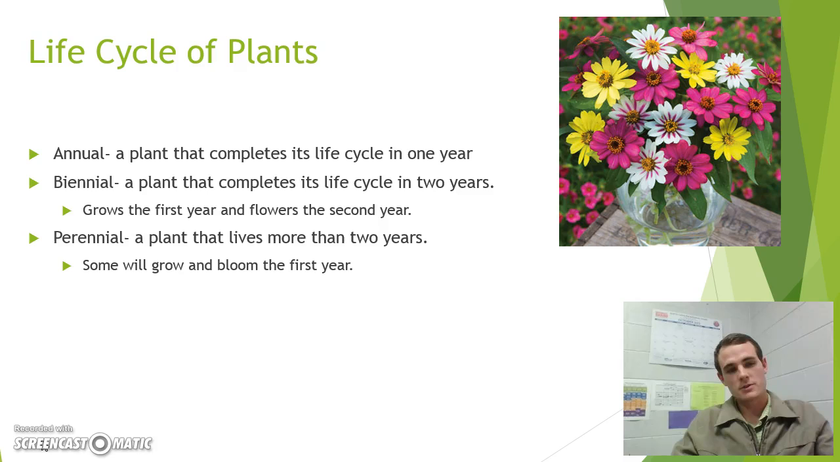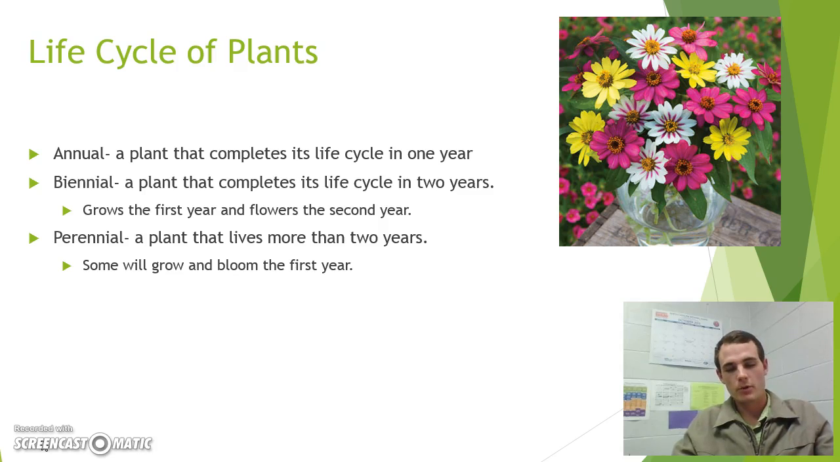There's a couple different terms associated with the life cycle of plants that you must know. These are annual, biennial, and perennial. An annual is a plant that completes its life cycle in 1 year. For example, many of the bedding plant flowers that you see, begonias and even petunias, are annuals. They're planted in the spring, live through the summer, produce a seed, and then reproduce before the winter hits in November, December.